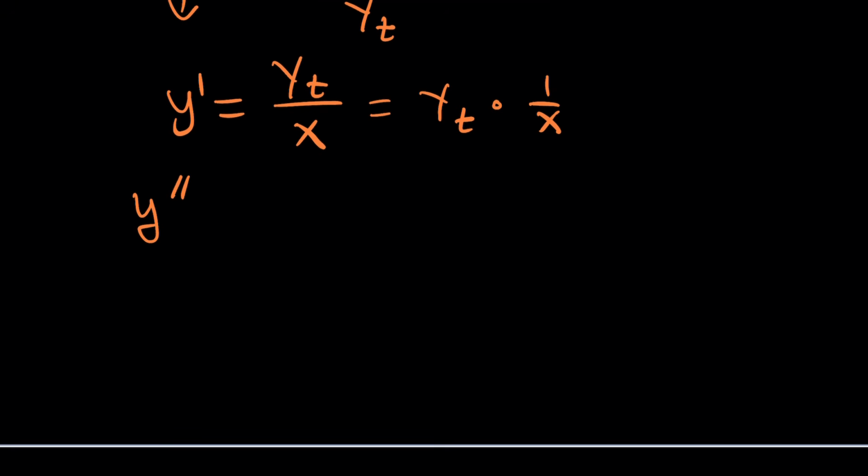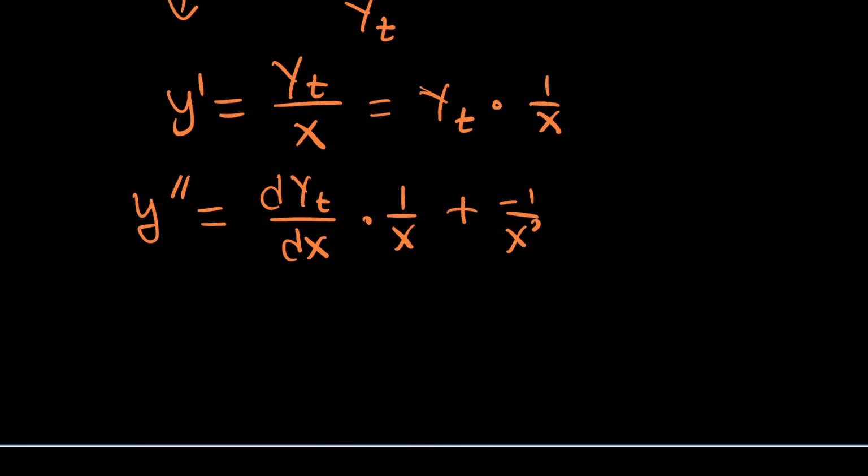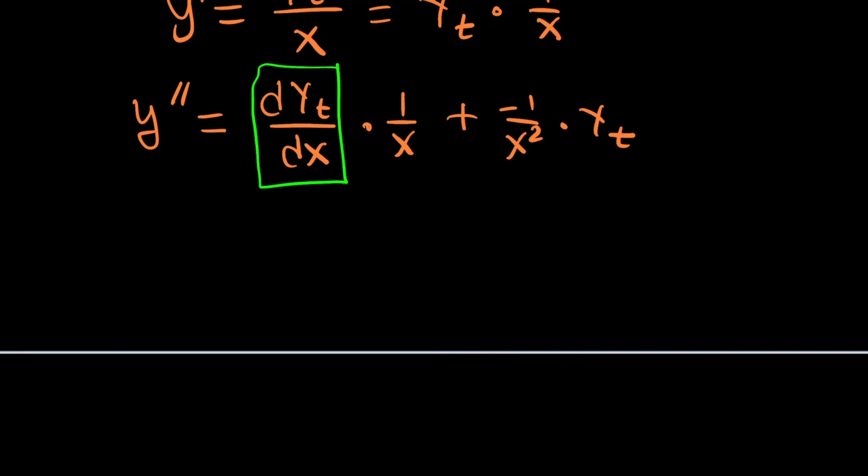y double prime is going to be the derivative of the left-hand side, which is the derivative of y prime, or sorry, big Y of t. So I'm going to write it as the derivative of big Y of t over dx, and then times 1 over x, plus the derivative of the second function, which is negative 1 over x squared, times the first function. Okay? Now, here's what we need to clarify here. What is d big Y of t over dx, right? Let's go ahead and write it down.